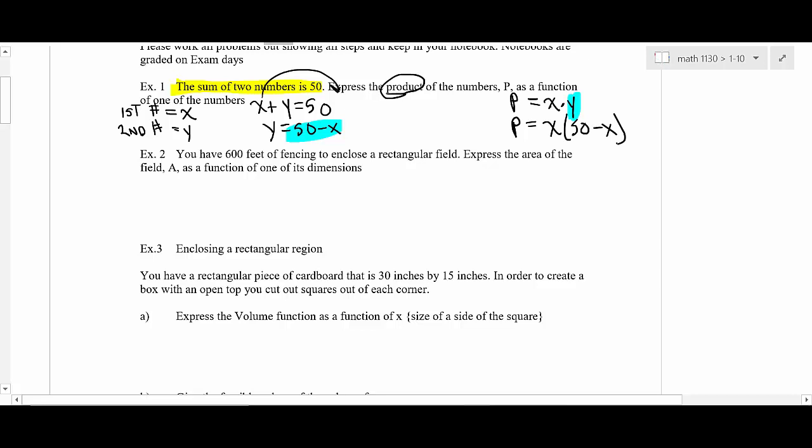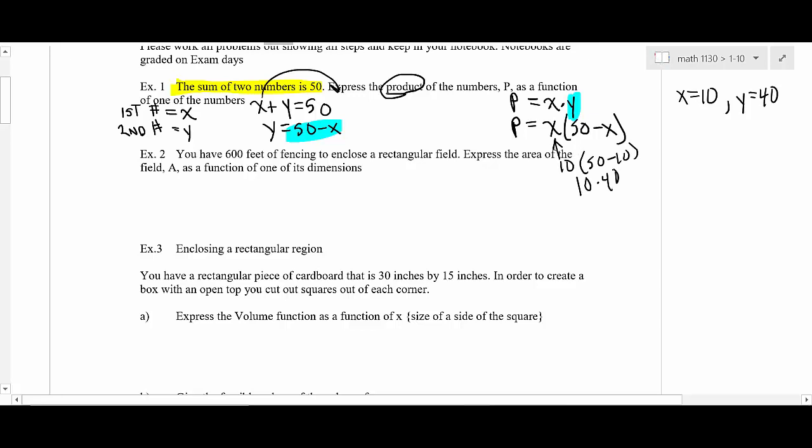All right. Now let me show you one thing that you can do to make sense of this. Let's just say that x is 10. So what would y be in your head? 40, right? Because they add up to 50. Well, let's see if this does what it's supposed to do. X is 10. That would be 50 minus 10. So wouldn't that just give you the product of 10 and 40? Okay, that's what that formula is doing then.